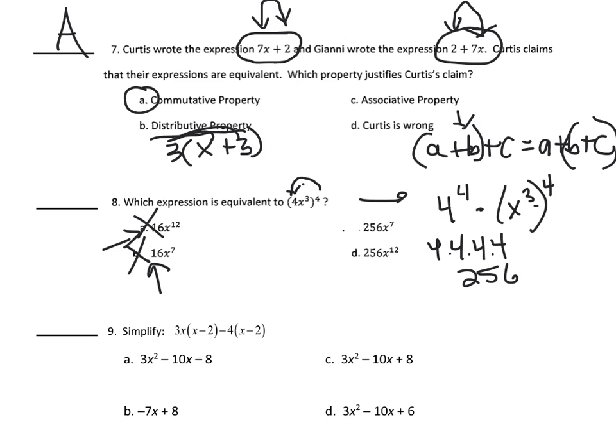And when we have a power to a power, we know we can multiply those powers. We get x to the 12th. The answer is choice D. So kids who chose A or B, when they saw 4 to the 4th power, they multiplied the base by the exponent. That's not how you raise something to a power.